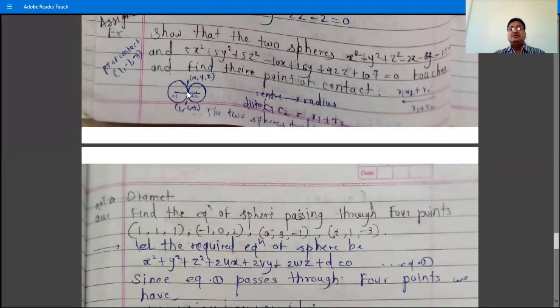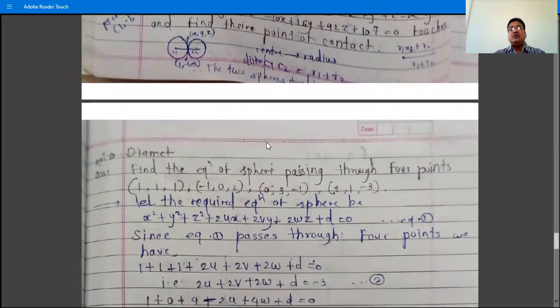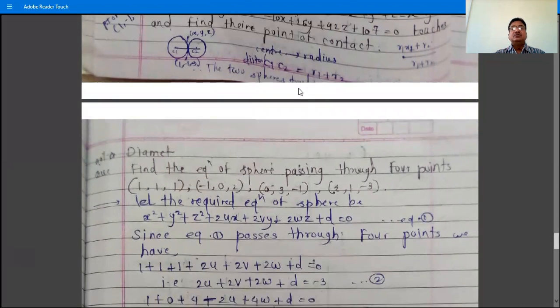If the two spheres touch each other, it means they intersect in only one point. Then we say the spheres touch each other. So when this happens, the distance between C1 and C2, that is the distance between their centers, is equal to R1 plus R2, the sum of their radii. That is, C1C2 = R1 + R2. First find the coordinates of C1 and C2, then find the distance between them using the distance formula. Then find the sum of R1 and R2. If these two are the same, that is C1C2 = R1 + R2, then the two spheres touch each other.